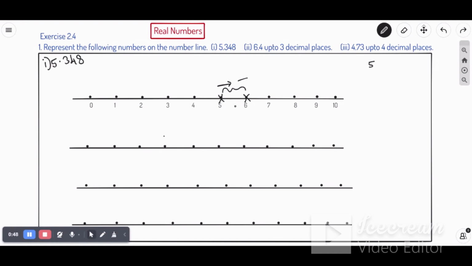Next step, you have to mark these. This 5 is the same as what? 5.0, right? So put your 5.0 here, and the 6 is the same as 6.0. So put your 6 here. Fill all the numbers in between. That will be your 5.1, 5.2, 5.3, 5.4, and it goes on till 5.5, 5.6, 5.7, 5.8, 5.9. So this is how you fill it.